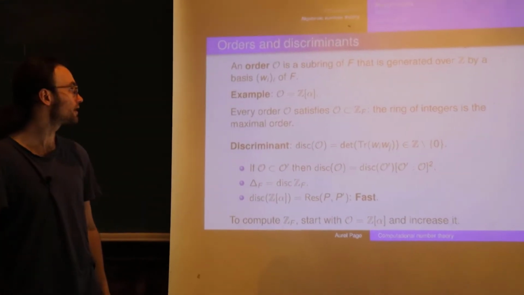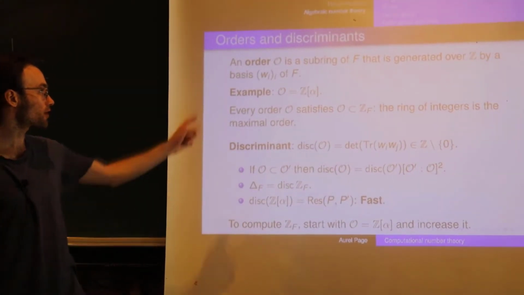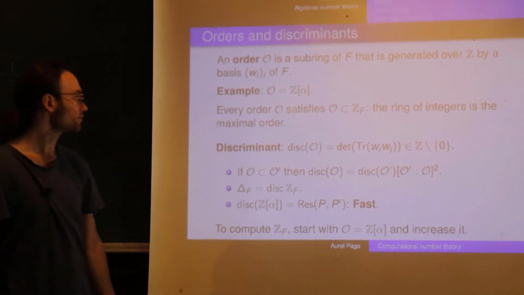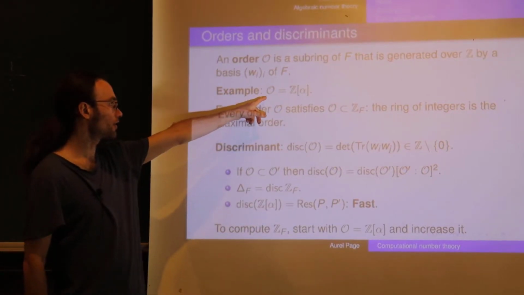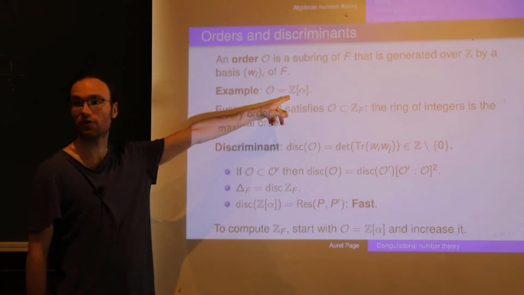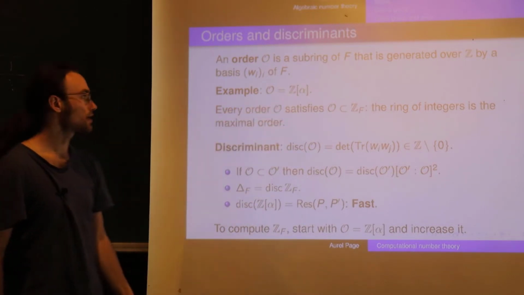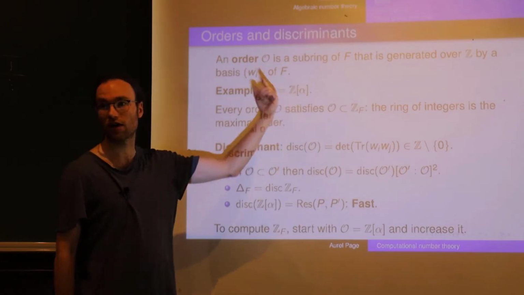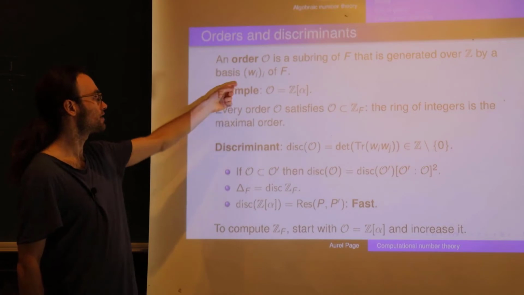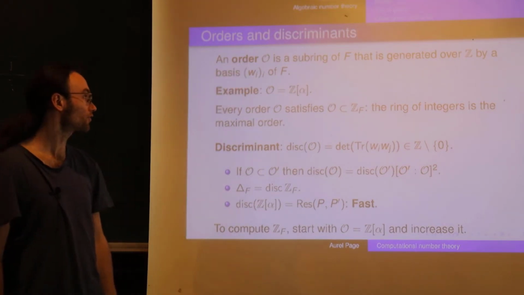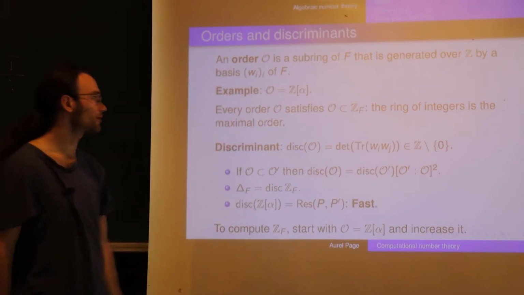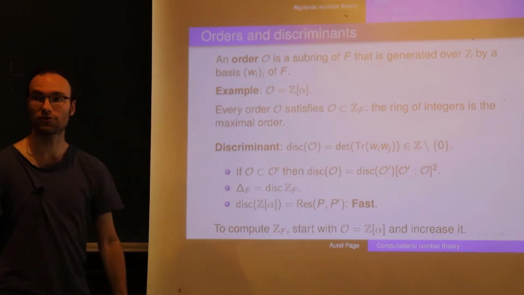So what's an order in F? It's a subring that is generated over Z by a basis of F. So think of O, which is Z[alpha], polynomials in alpha, but only with integer coefficients. This has a basis, which is 1, alpha, alpha squared, up to alpha to the d minus 1. So it is indeed generated over Z by a basis of F. And it is a subring because it's just polynomials in alpha. Okay? So that's the basic example of an order.